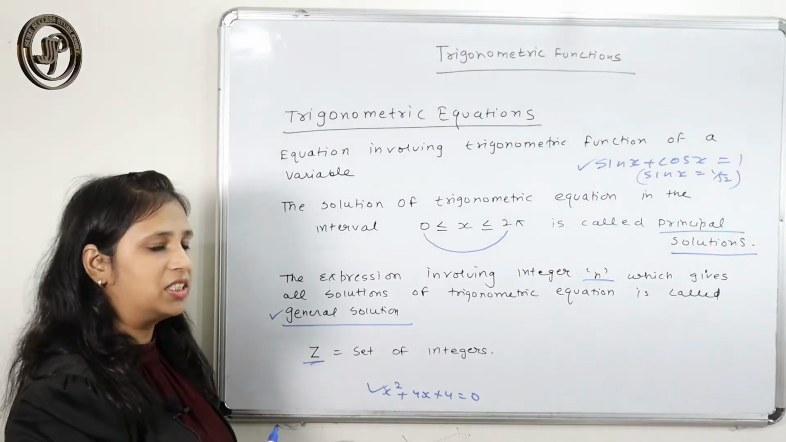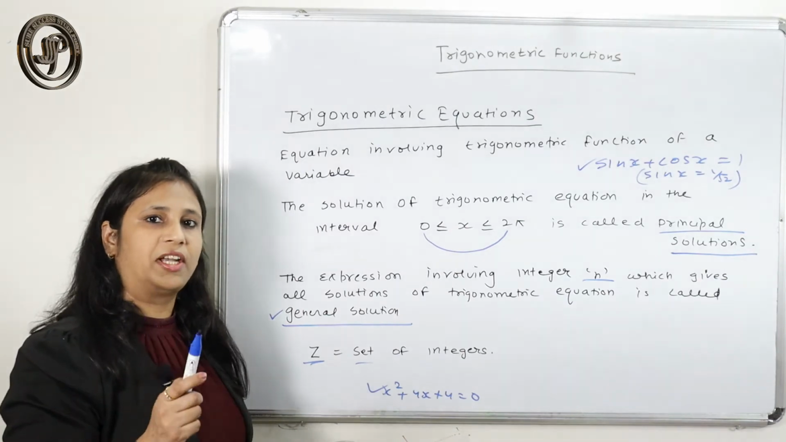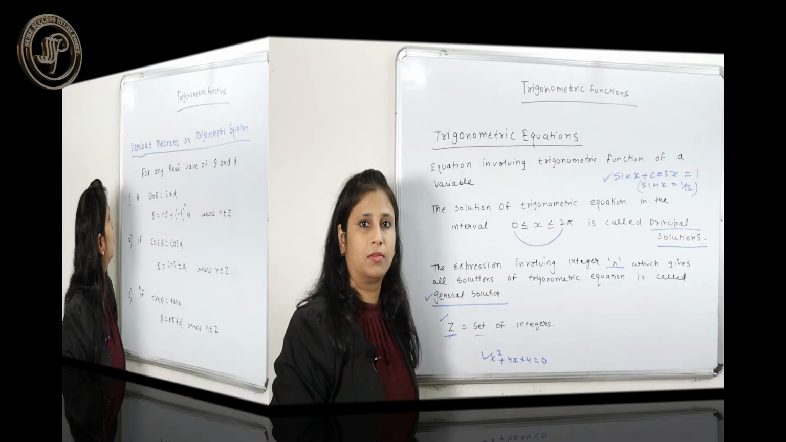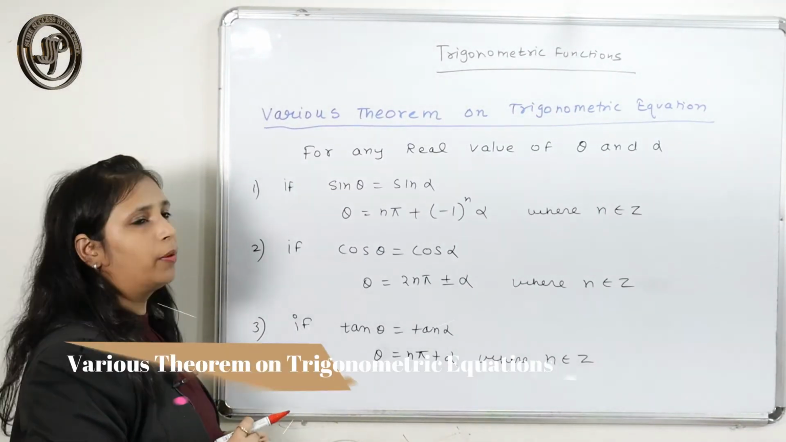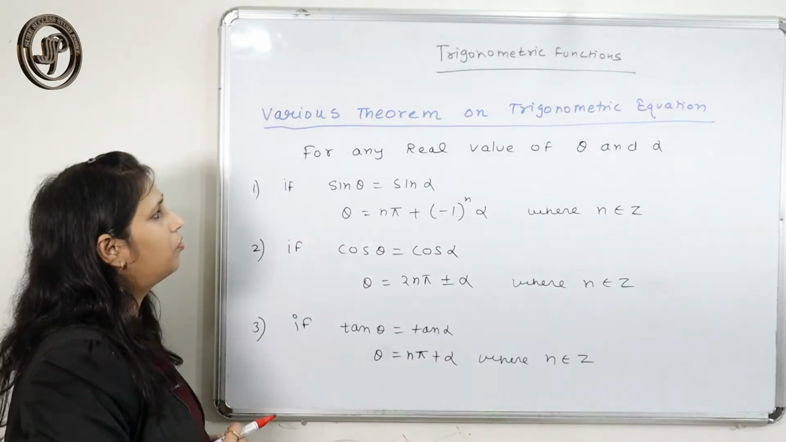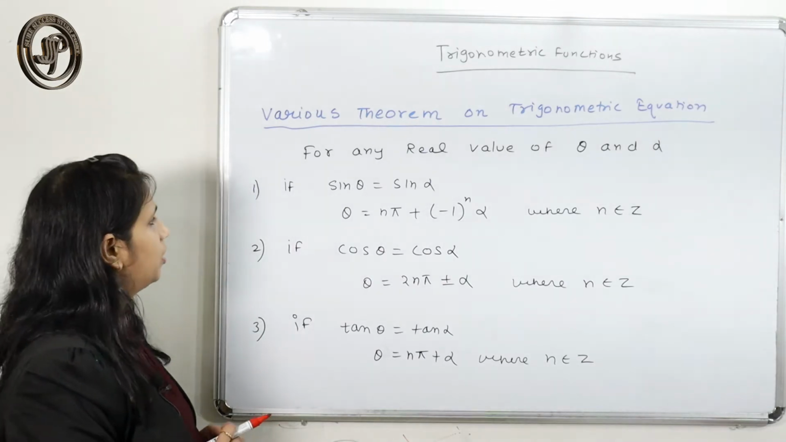Here you should know what Z is. We define Z as the set of integers. Now, various theorems on trigonometric equations. To solve a trigonometric equation, you should know these three important theorems for any real values of theta and alpha.